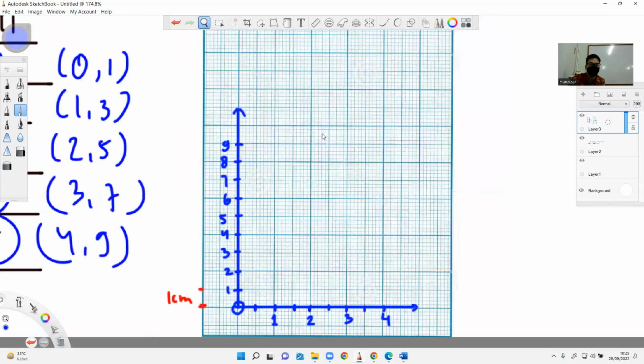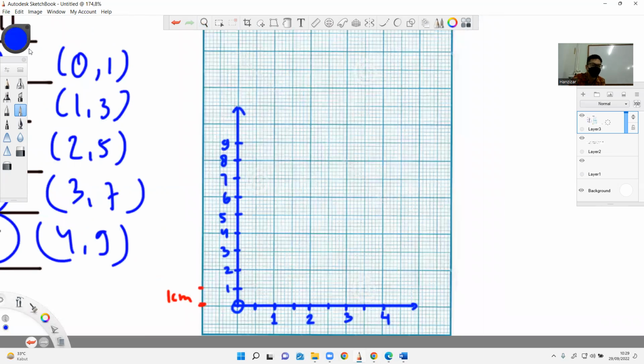Okay, plot the graph. 0, 1. Where is 0, 1, guys? I want to ask one student to come to the front.